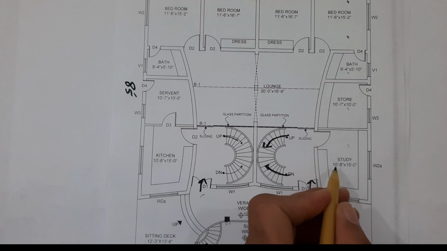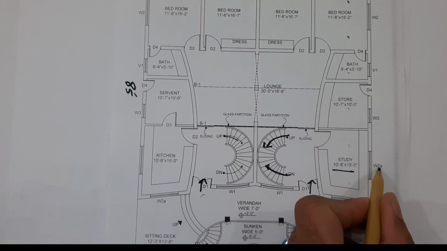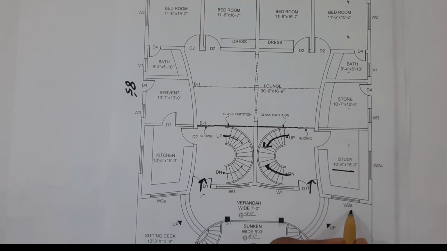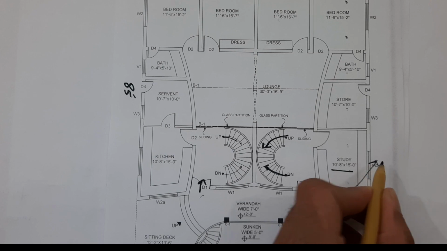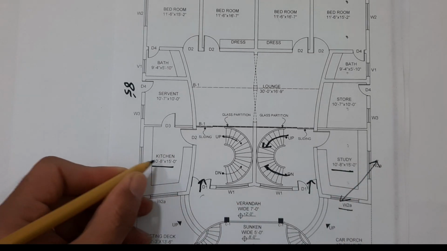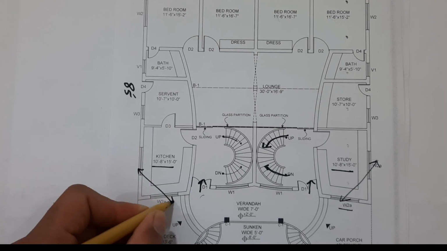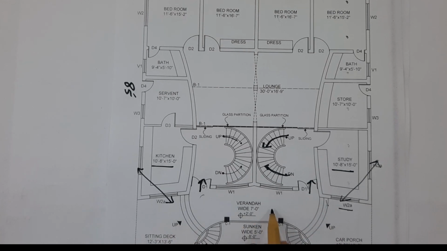At this side guys, you can see this is the study room. Size is 10 feet 8 inch by 15 feet, and this is its window. The window size is the same. You can see cross ventilation. Also you can see the kitchen. The size of the kitchen is 10 feet 8 inch by 15 feet, and cross ventilation you can see clearly. Guys, from this carport side you can see these two steps. You can come to this veranda using these two steps.